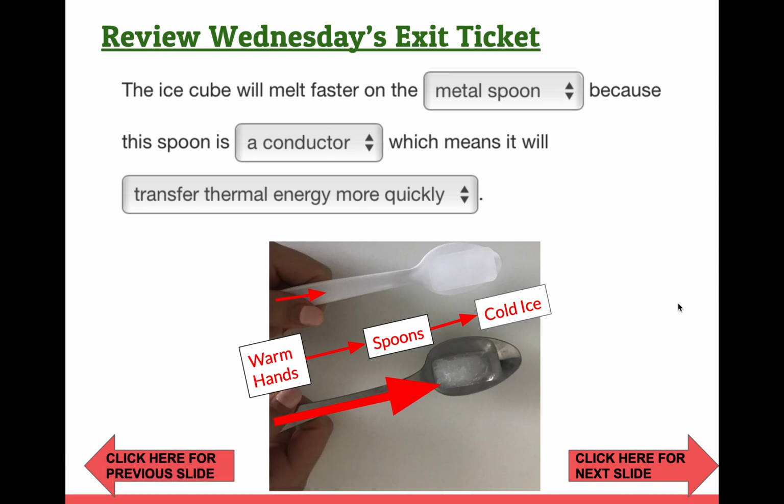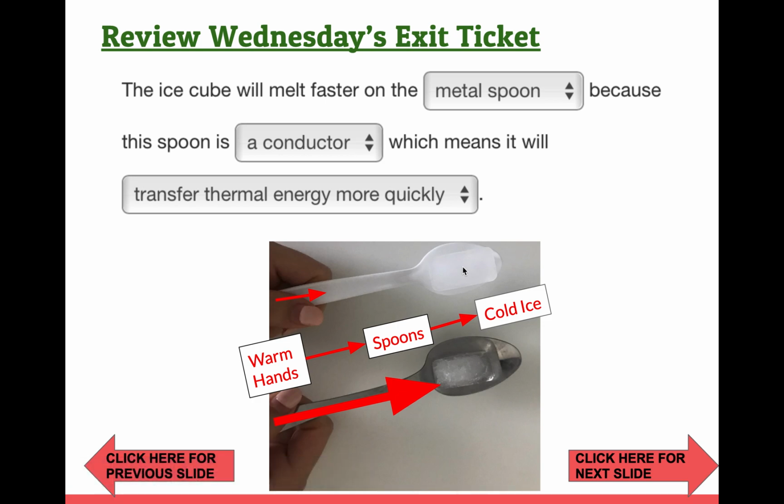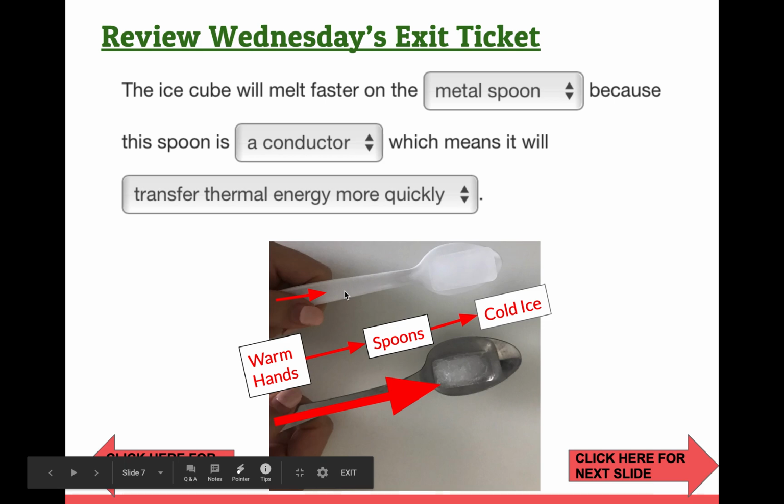The next question was, the ice cube will melt faster on the blank because the spoon is a blank, which means it will blank. So let's think about it. Will the ice cube melt faster on the metal spoon or on the plastic spoon? Well, you learned from Tuesday that metal is a conductor. The ice cube is going to melt faster on the metal spoon because metal is a conductor. That means that it will transfer thermal energy more quickly. So plastic is an insulator, metal is a conductor.